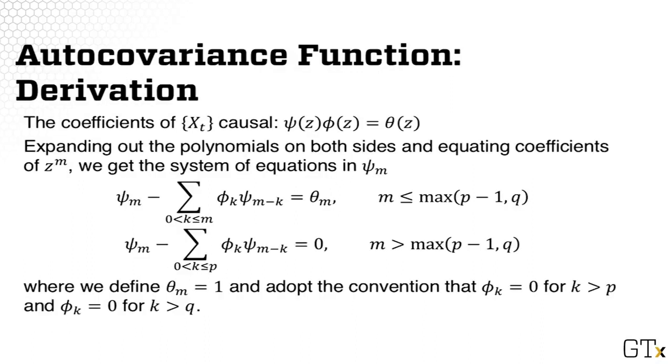How to derive those coefficients? Recall that the relationship between the psi polynomial and the AR and MA polynomials of the ARMA causal process is as on the slide. We can start with this relationship, which can be rewritten as the product between psi z and phi z is equal to theta z. Expanding out the polynomials on both sides and equating coefficients of z to the power of m for m equal to 0, 1, 2, 3, and so on, we get the system of linear equations where the psi's are unknowns. The system of equations is provided on the slide. Thus, deriving the psi coefficients reduces to simply solving a system of linear equations.